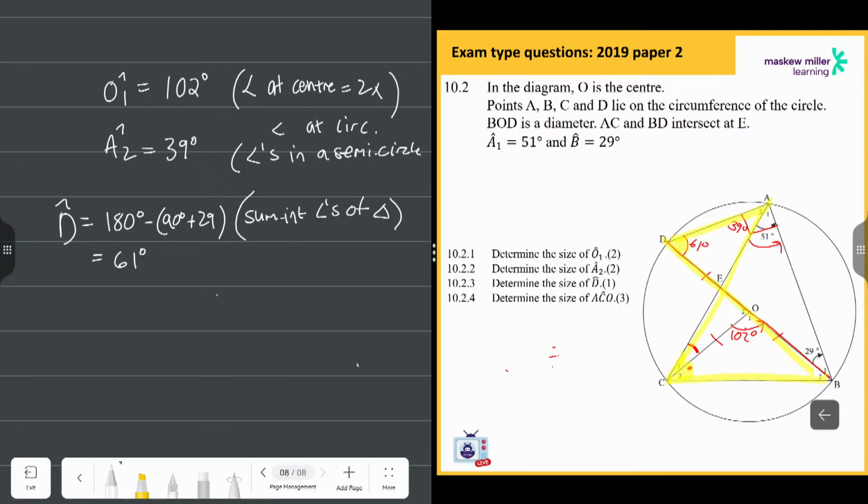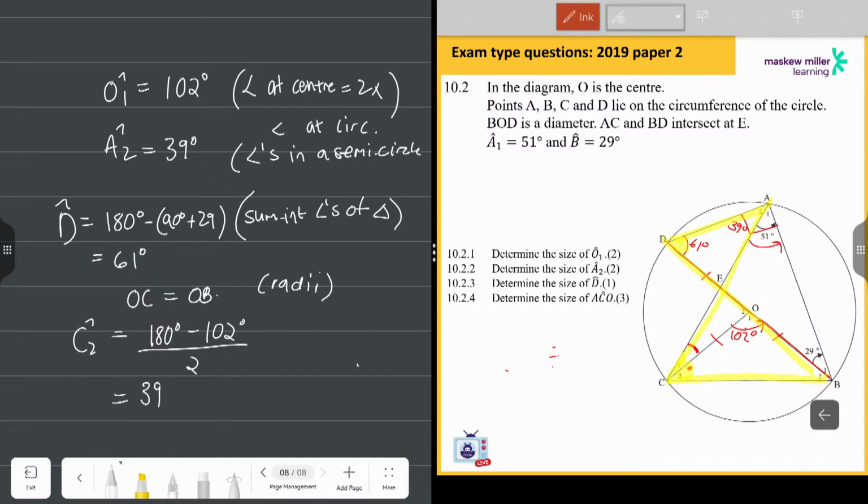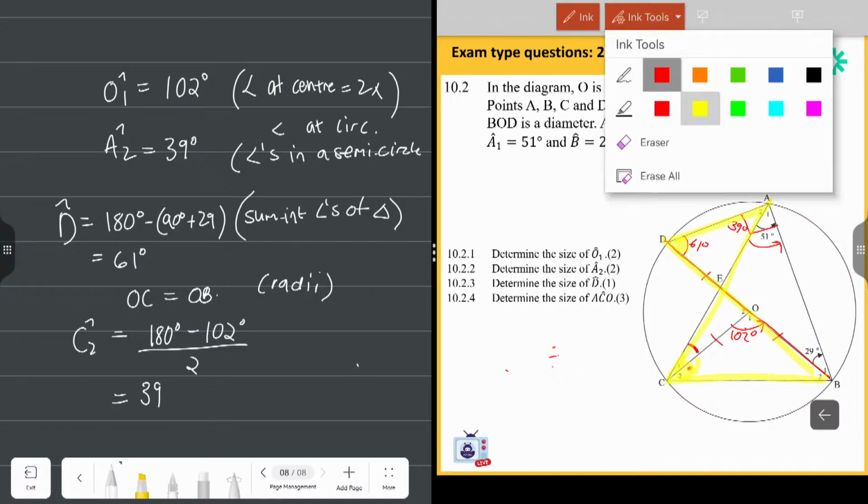Well, C2, because we know that OC equals OB, which are radii, C2 will equal 180 degrees minus 102 divided by 2, because these two angles will be equal to each other. B2 and C2 will be equal to each other. Okay, so the value of C2, 180, let me just get my calculator quickly. 180 minus 102 divided by 2, that's going to give me 39. And if this is 39, let's fill it on the page over there.